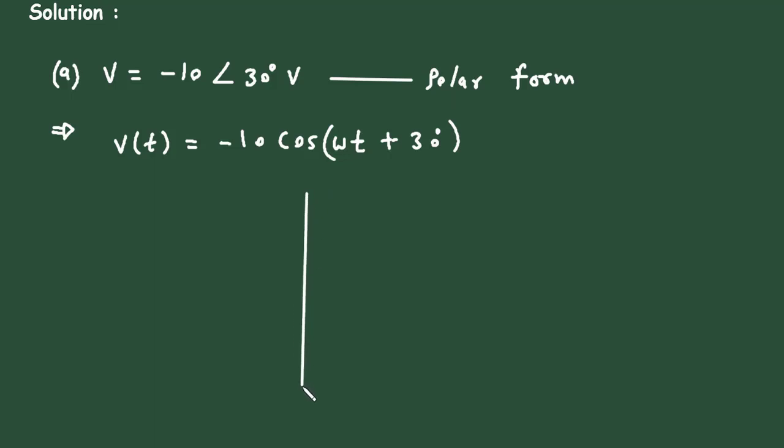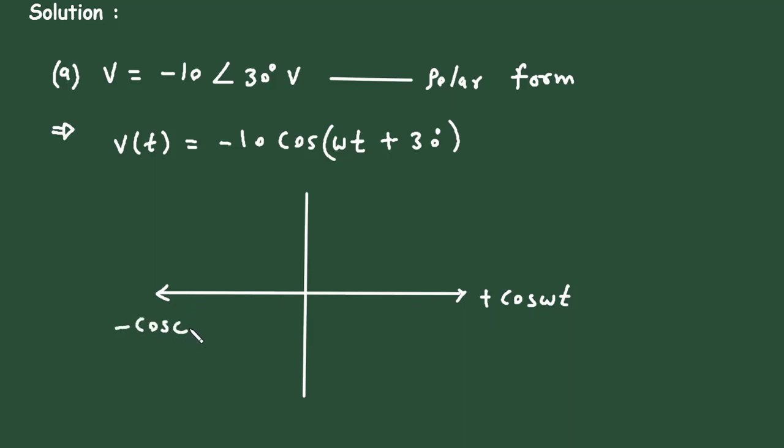Let's go to the basics. Here this is plus cos omega t on this horizontal axis, and here this is minus cos omega t. This is plus sin omega t, and this is minus sin omega t. The phasor rotates in this direction. So we want to convert this minus cos into plus cos. Here is the minus cos omega t, we have to change it into plus cos omega t. So we can move in this direction like this. So the difference is 180 degree.